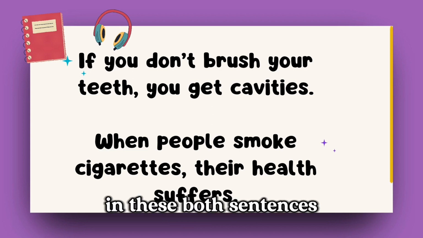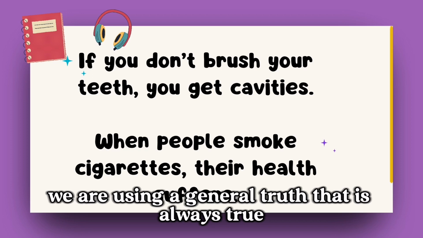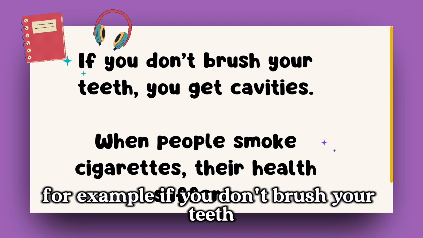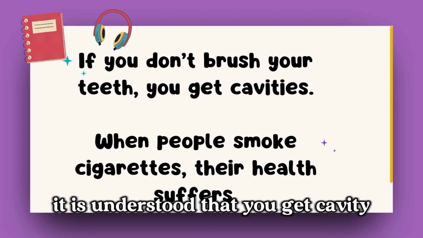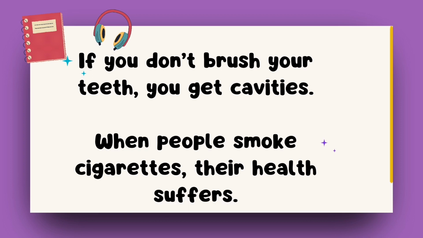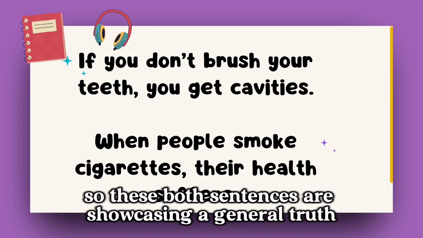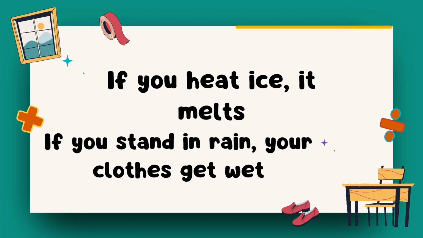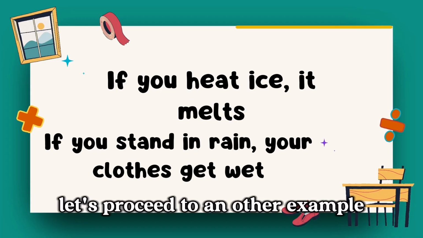In these both sentences, we are using a general truth that is always true. For example, if you don't brush your teeth, it is understood that you get cavities. And if people smoke cigarettes, their health suffers. So these both sentences are showcasing a general truth. Let's proceed to another example.